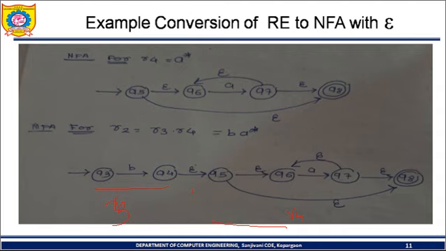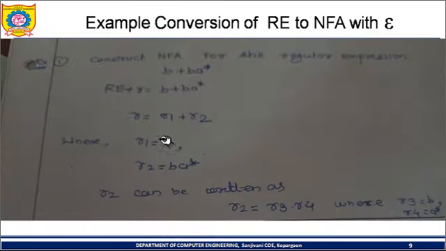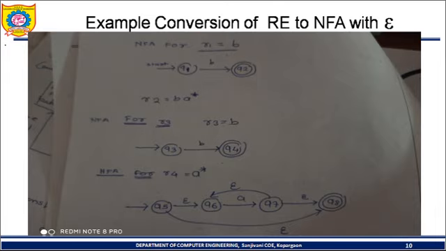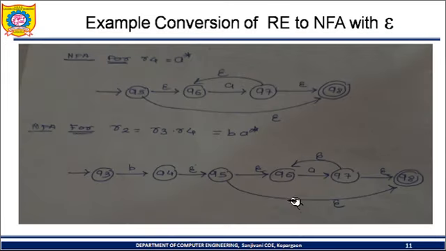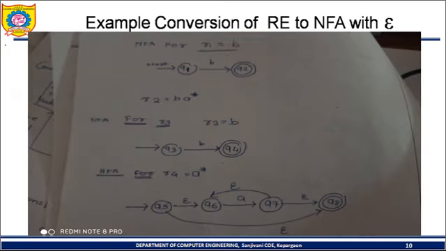Now we know that for the given regular expression, we need to take R1 plus R2. We have already found R2, and R2 is like this. We have to take the union, which means now we need to start like this with Q0, and we have to point out R1. R1 is nothing but B. R1 is this one, so we have to join this part.